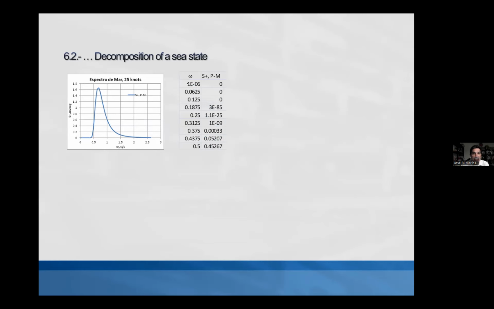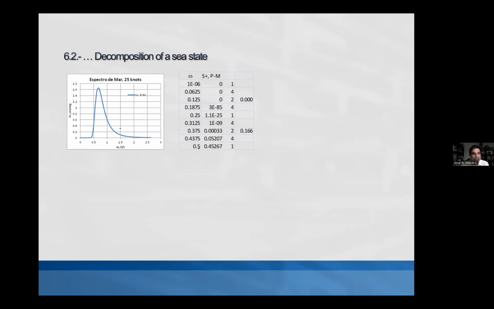And what we can do now is integrate using these values. For example, we could use Simpson's rule to integrate. This is what I'm doing. I integrate from 0 to 0.25 cycles per second, I'm sorry, radians per second, and then I integrate from 0.25 to 0.5. This is what I obtain.